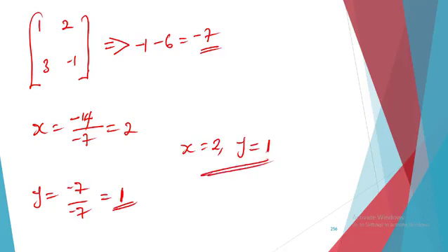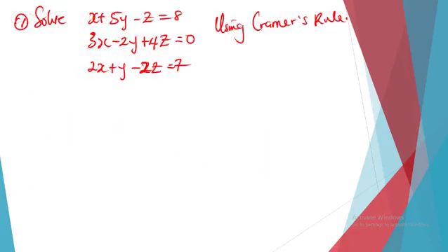If you solve this using the inverse method, you will still get the same values for x and y. So let's take an example on a 3 by 3 matrix. The first example here says we should solve these equations using Cramer's rule: x plus 5y minus z equal to 8, 3x minus 2y plus 4z equal to 0, 2x plus y minus 2z equal to 7. Like I told us, the first thing we do is to form the matrix.